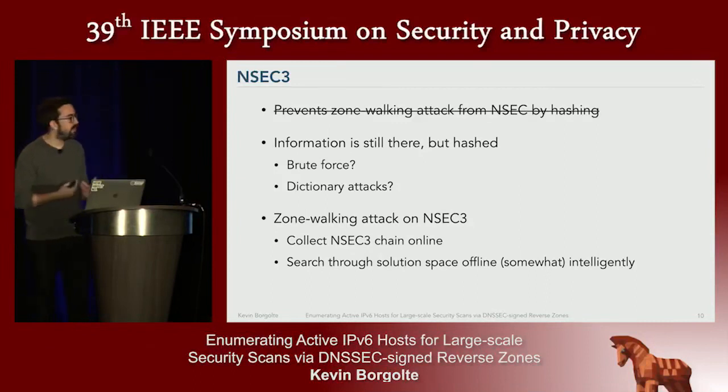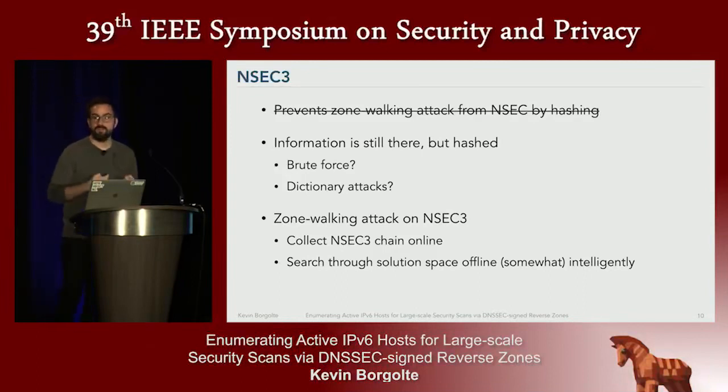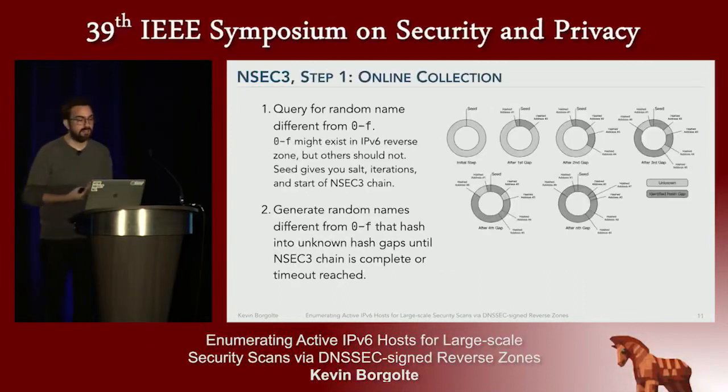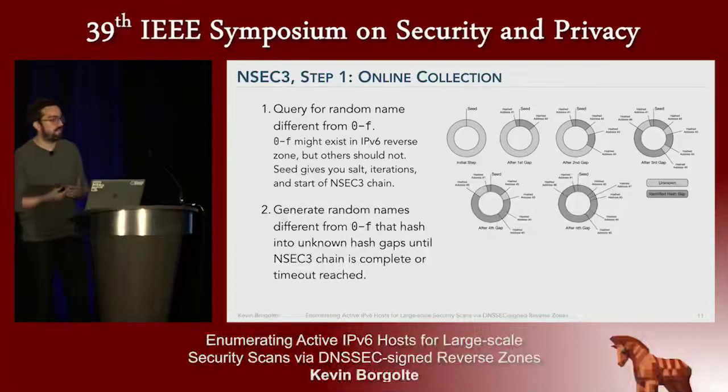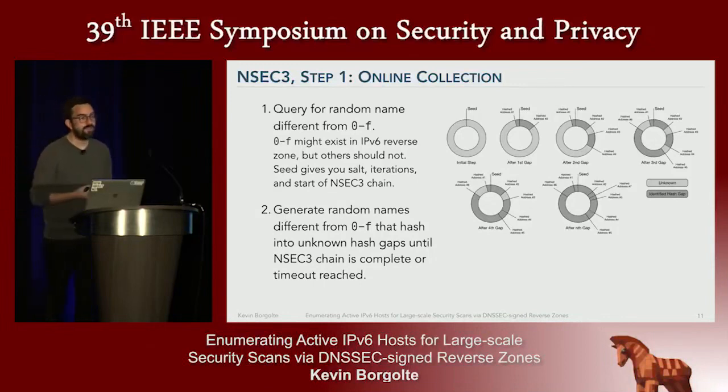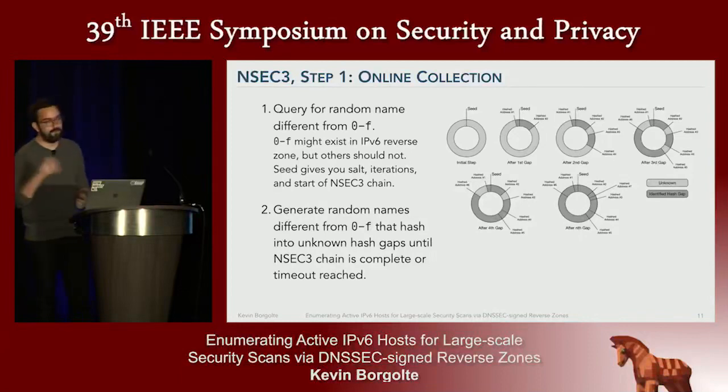And then you try to search through the search space somewhat intelligently offline. If we look at this in more detail, the first step, online collection, basically starts because we can rely on IPv6.ARPA actually not having any other records than 0 to F, because it's a well-organized zone. We can just query for anything different. We could query for foo-bar, we could query for UCSB.